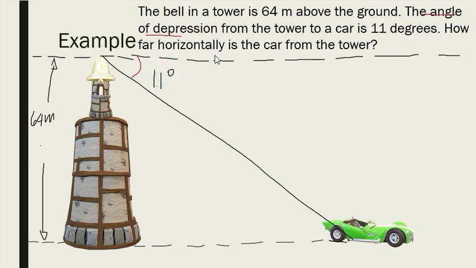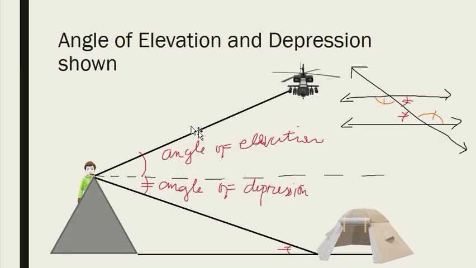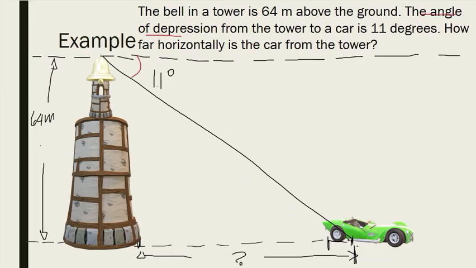Now you are asked how far horizontally is the car from the tower. So the distance here, we don't know. This is the unknown value. Now the question is, how do we find this unknown value right here? If this is 11 degrees, we also know from the explanation I made earlier that the angle of depression here is actually equal to this part. See that? It's similar here, and this is also equal. So you will write here, this is also 11 degrees.